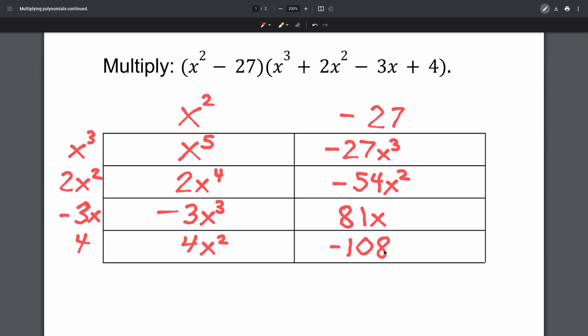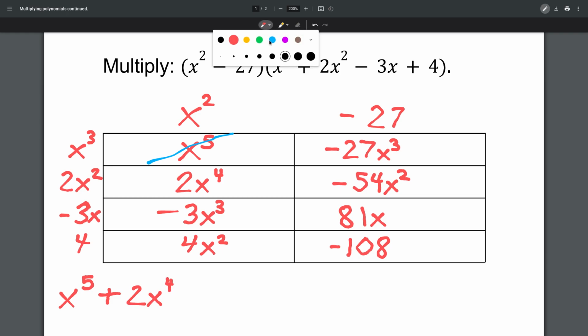Okay, so now I'm going to bring down the terms and combine them and cross them out as I go. So I'm going to start with x to the fifth. There's nothing like x to the fifth, so I'm just going to write x to the fifth there. And let's cross this off in a different color. So we've used that, so we'll cross it off. Next up, next highest power I have is actually x to the fourth here. So it's plus 2x to the fourth. So I'll write that down there. And we'll cross that one off.